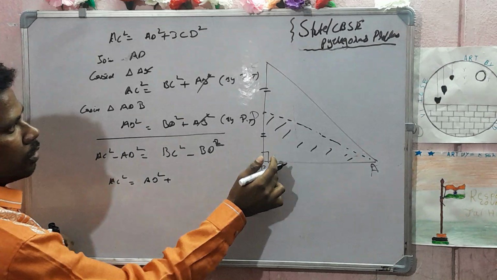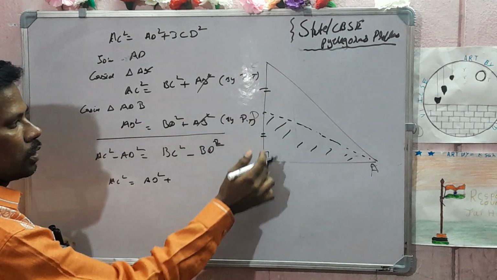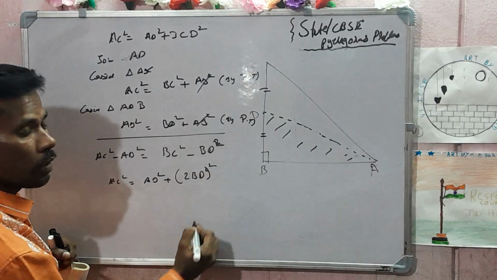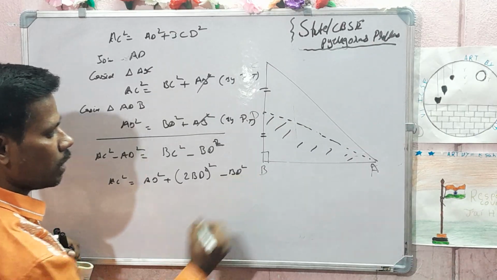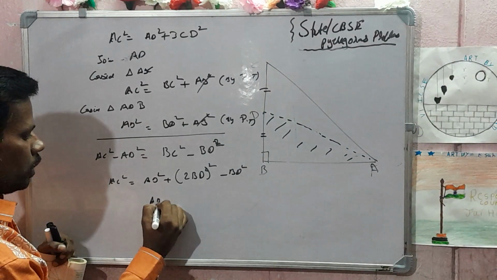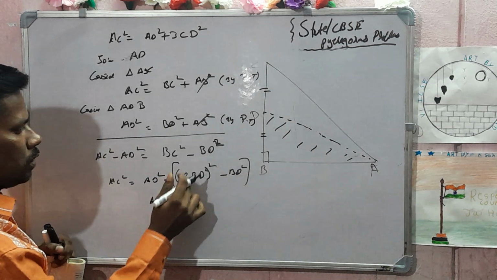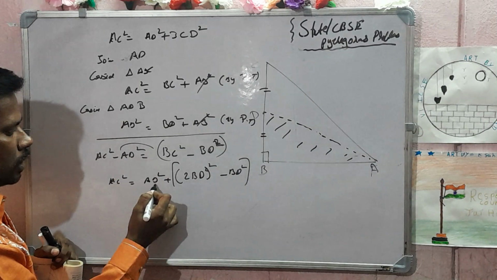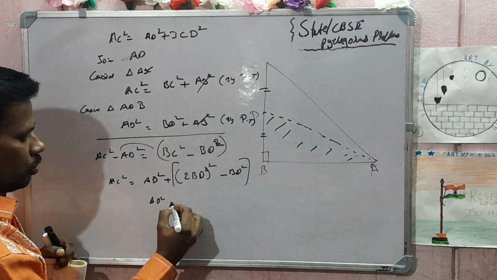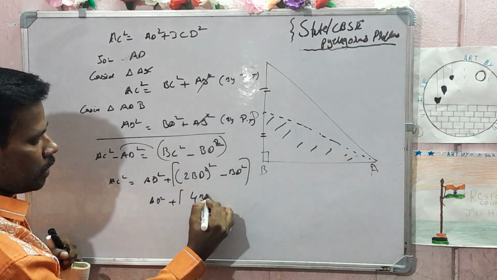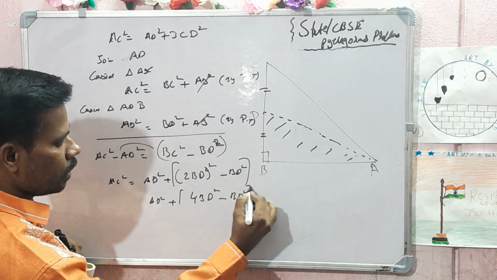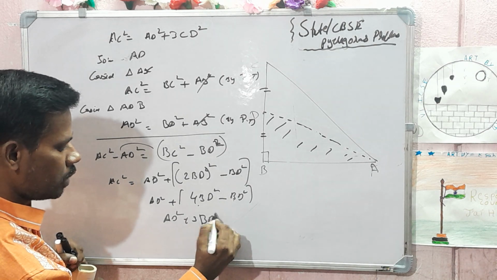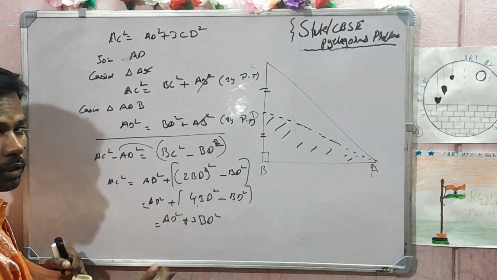BC square, BC is nothing but what? BC is nothing but twice BD. BC is nothing but 2 times BD whole square minus BD square, right? This part AD square I transpose to that side, so it becomes AD square plus 4 BD square minus BD square. 4 minus 1 is 3, 3 BD square. So there ends the solution.